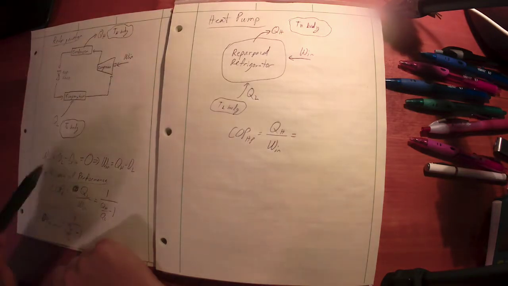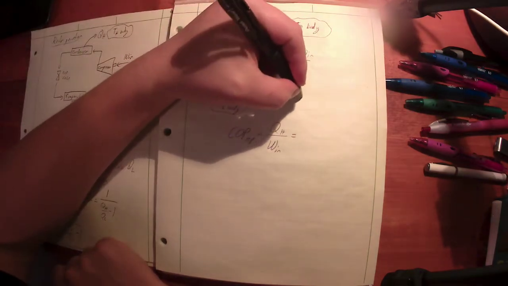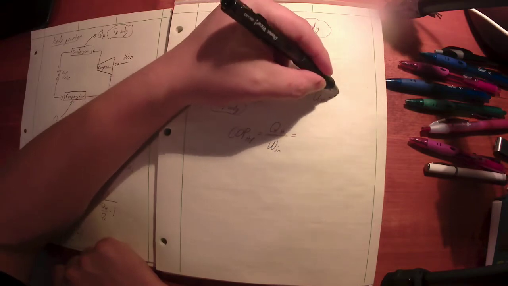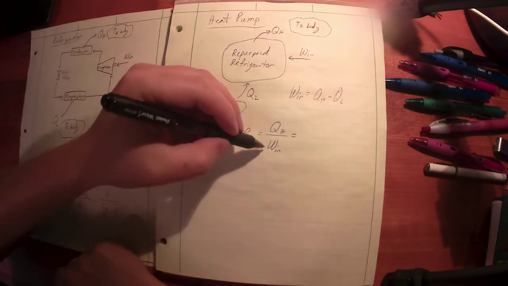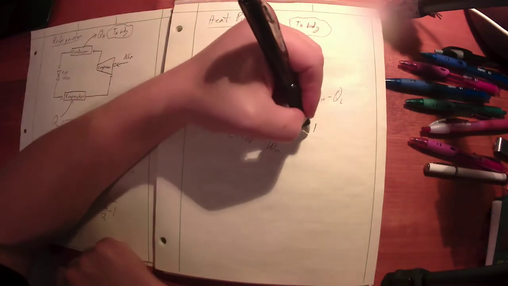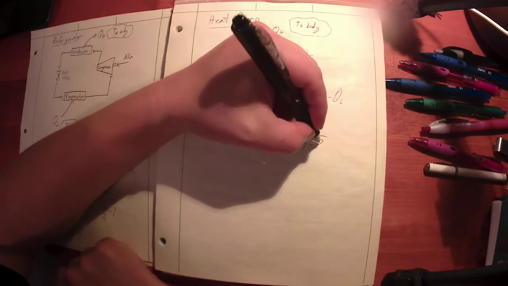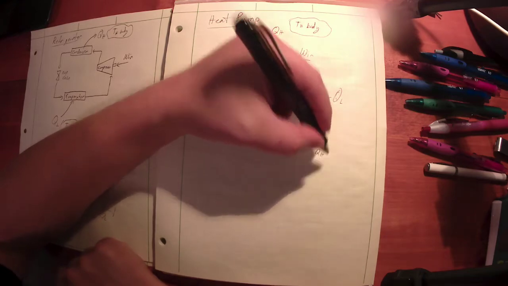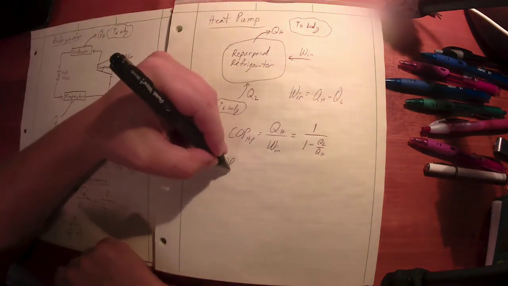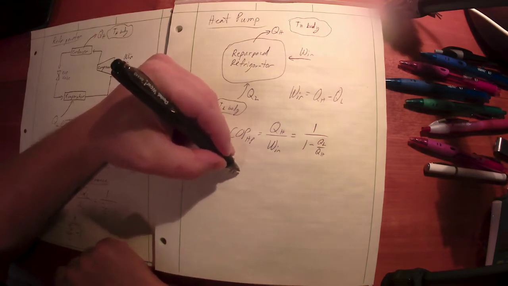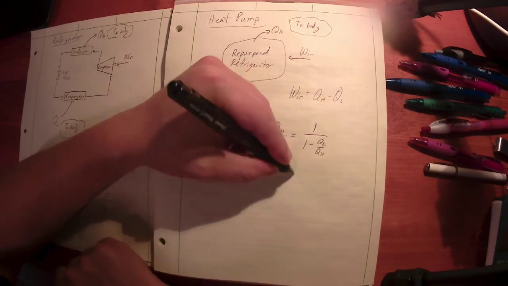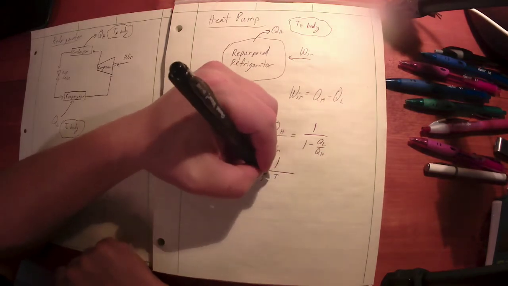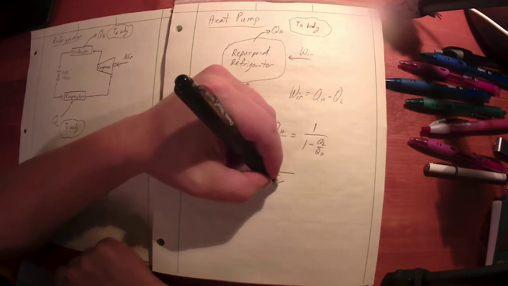And again, if I plug in, it's the same first law. Right? First law of work in is equal to QH minus QL. That's the same first law that we had for a refrigerator. If I plug that in here, this becomes 1 over 1 minus QL over QH. And again, if I'm operating in a Carnot cycle or any other reversible cycle, this device operates at its highest performance, which we can calculate by 1 over 1 minus TL over TH.